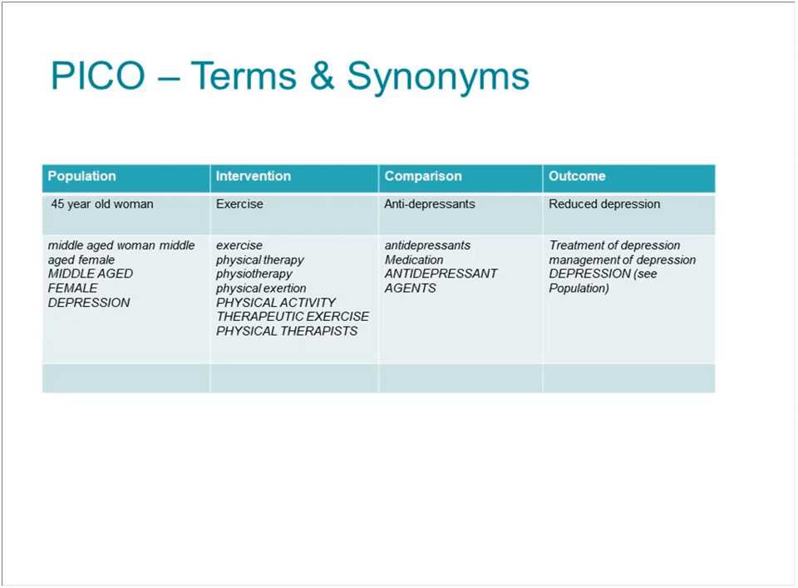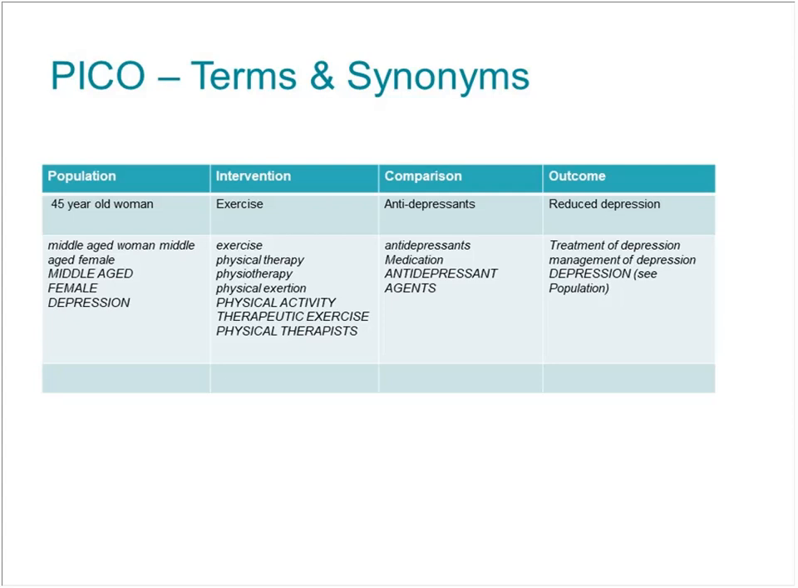So we have, of course, a specific age group and gender, a 45-year-old woman. We're looking at exercise, and obviously this person also has depression, so that is a big factor. And then there's a comparison with medication, or in this case, antidepressant medication, and the goal of this, of course, is to reduce or treat depression. So I've outlined this framework, I've identified the four elements, and beneath on the second level I've highlighted the terms that we can use.